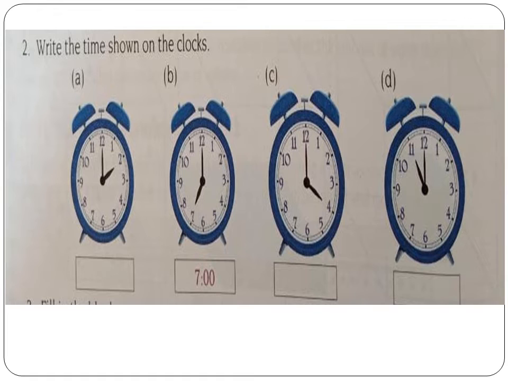Next, second one, write the time shown on the clocks. So first one, you can see the minute hand is pointing towards 12 and the hour hand is pointing towards 2. Why didn't I write 2 o'clock? I have written 2 with 2 colons and 2 zeros, because as the minute hand is pointing towards 12, it has got 00 minutes. So as the hour hand is pointing towards 2, I have written 2 with 2 colons and 00.